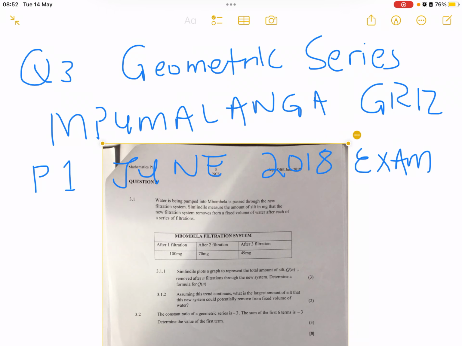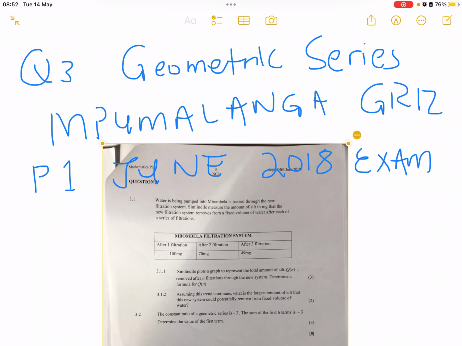Today we're looking at question 3 from the 2018 Mpumalanga grade 12 June exam paper. In question 3, we are looking at geometric series.